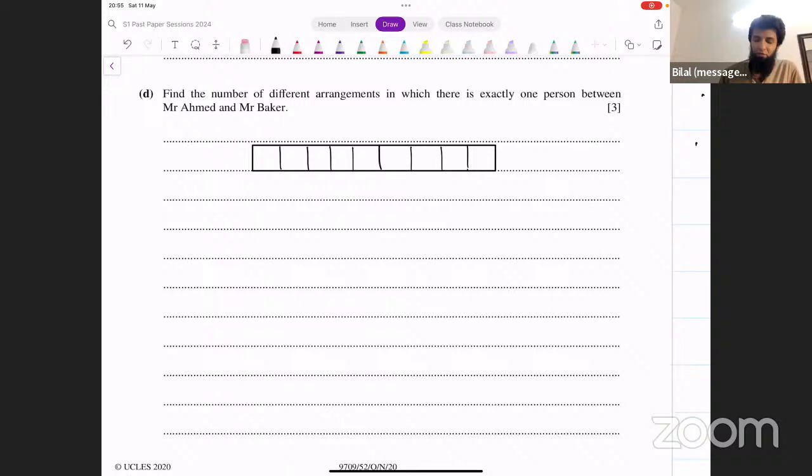Okay. Now what we want is exactly 1 person between Mr. Ahmed and Mr. Baker. Let's say Mr. Ahmed was here and Mr. Baker was here, and there's 1 other person between them. Now this box has to move together. In how many ways can we, first of all, fill the rest of the boxes? How many boxes do we have left? 1 here, and then 2, 3, 4, 5, 6, 7. There's 7 places left, and we have 7 remaining people. In how many ways can we arrange those 7 people? 7 factorial ways. So the remaining people can be arranged in 7 factorial ways in these boxes.